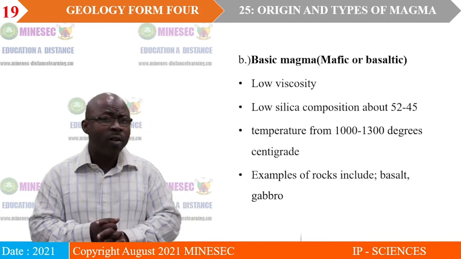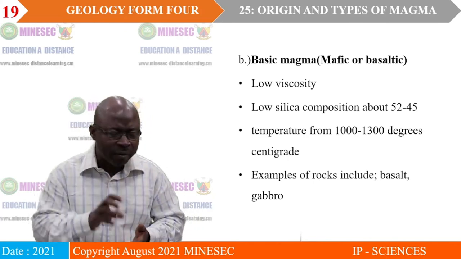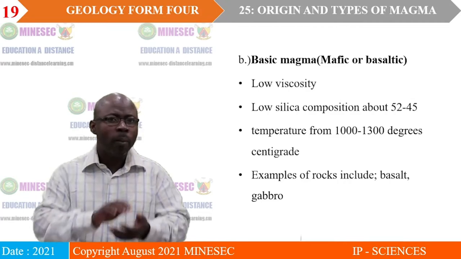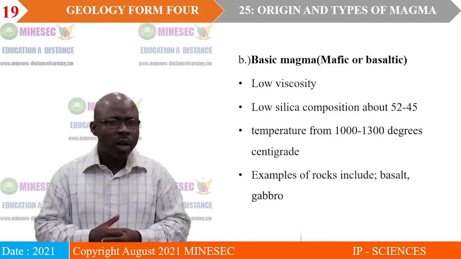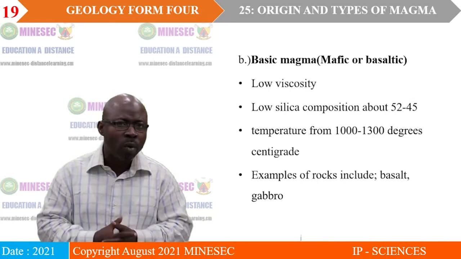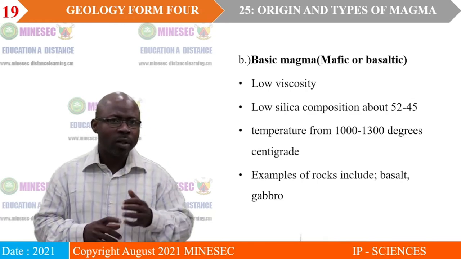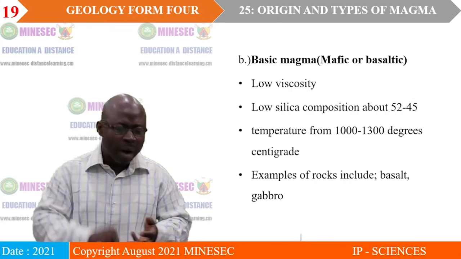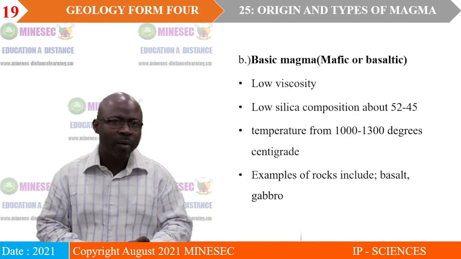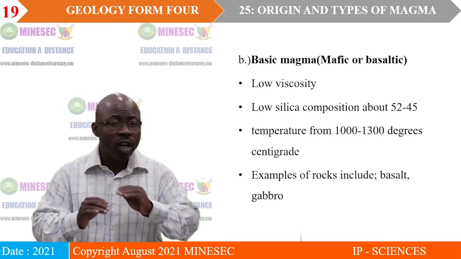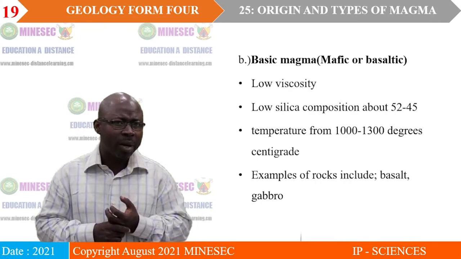The next type of magma is what we call the basic magma, or mafic, or better still, the basaltic magma. So we will come across a textbook or a material that says basic magma. Don't get confused. Mafic magma is the same thing, or basaltic magma is the same thing. So these are just synonyms of the same thing. So what are the characteristics of this magma?